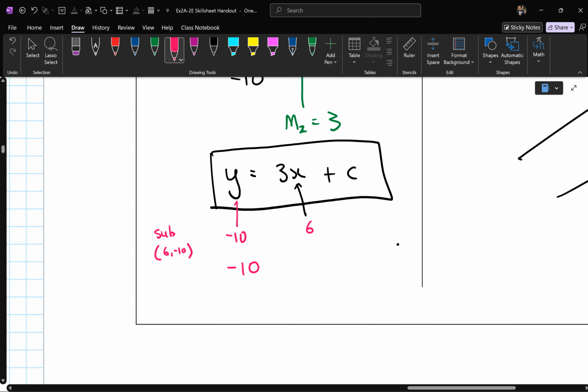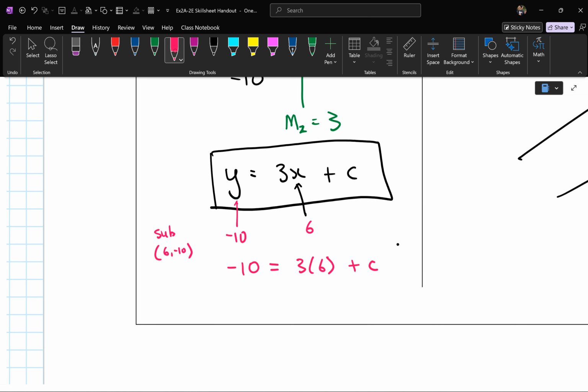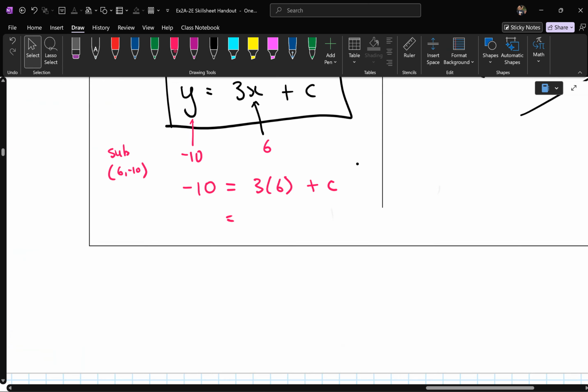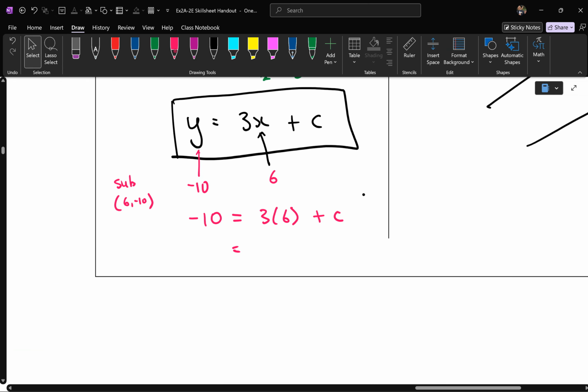You'll get negative 10 is equal to 3 times 6 plus c. You can now solve for c. So here we go. Was it 6, negative 10? Yeah, it is. All right. 3 times 6 is 18. Negative 10 plus c. And now it's up to you whether you can solve this.